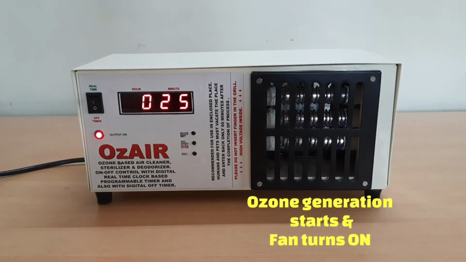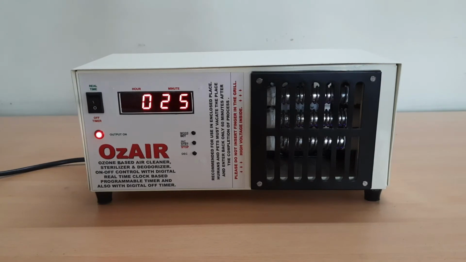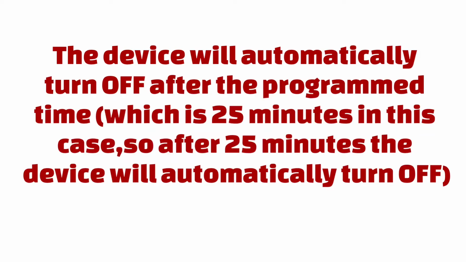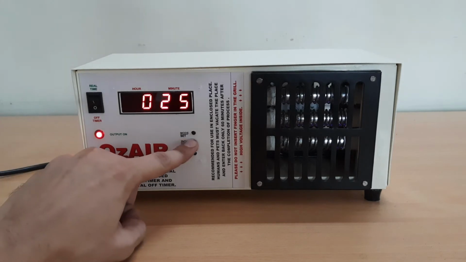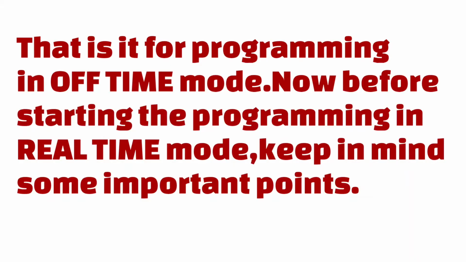A powerful fan will turn on which will blow ozone gas out in the room. The device will automatically turn off after the programmed time, which is 25 minutes in this case. You can also manually turn off the device by pressing the manual start stop button again. That is it for programming in off time mode.